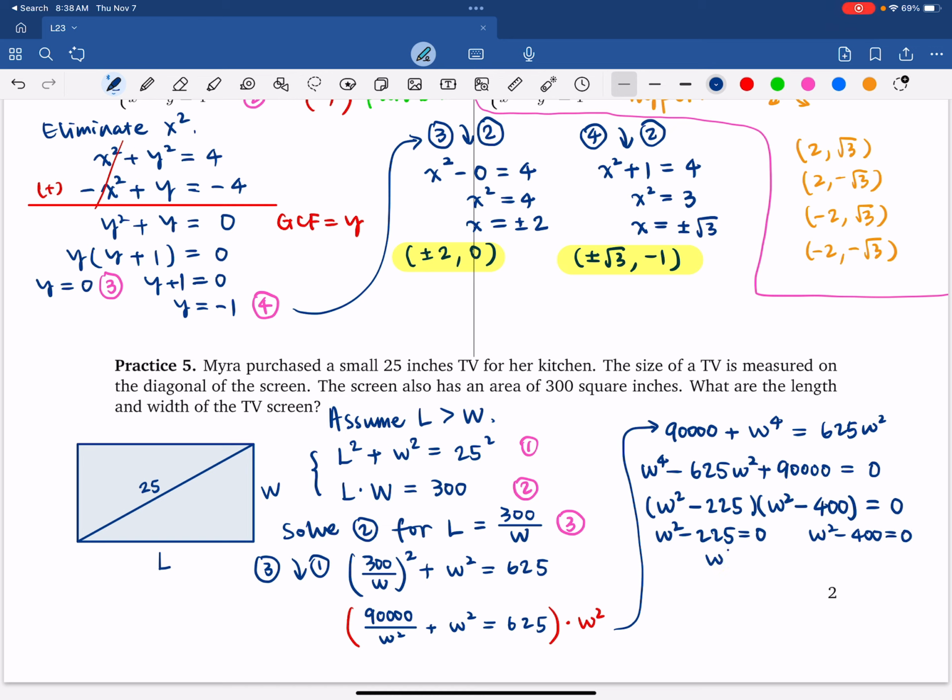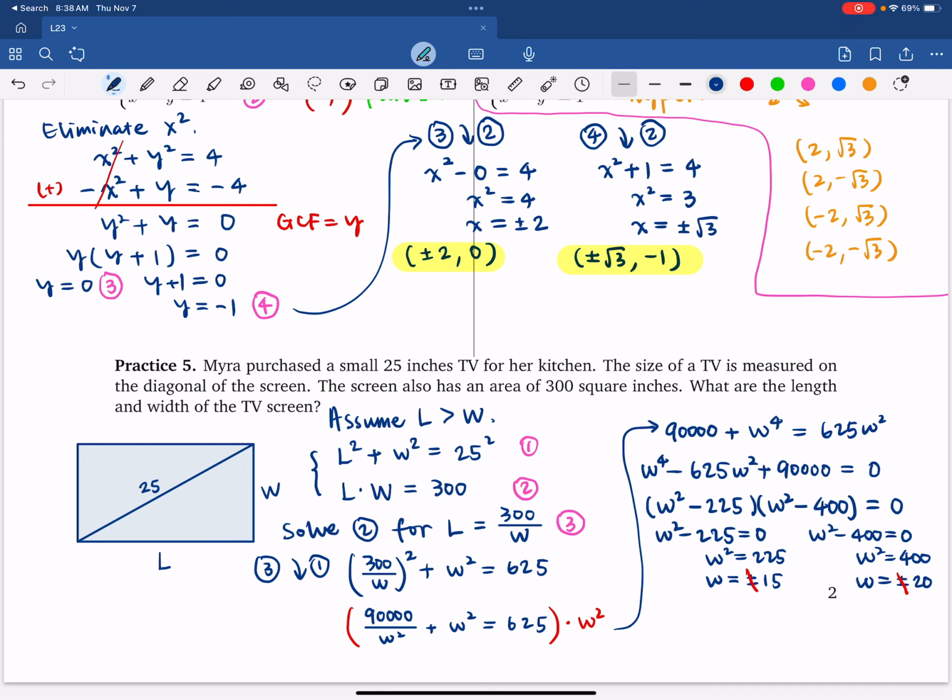Solve them. W squared is 225. That means W is plus minus square root of 225, which is plus minus 15. Over here, W squared is 400. Take a square root, W is plus minus 20. And then since we know that the length cannot be negative, your W has to be positive. So we don't need the plus minus. It's just going to be positive 15. Same thing with the other one, it just has to be 20.